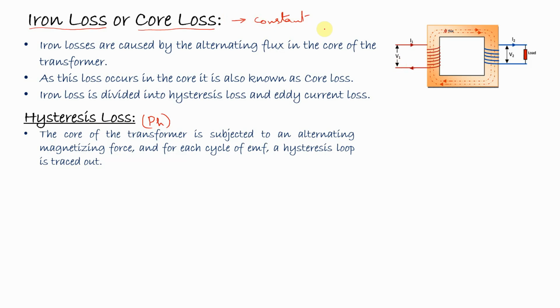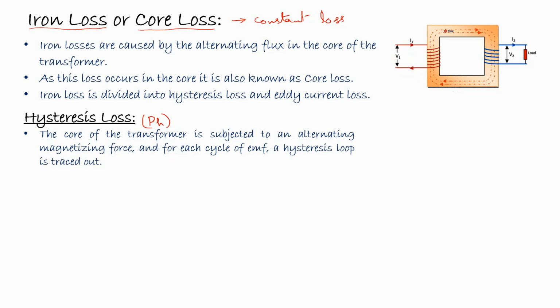Unless the supply voltage or the frequency changes, this loss also does not change. And if the supply voltage and the frequency are constant, then this loss will also be constant. That means as long as the power supply is given to the primary winding, these losses will be continuously produced. So first is the hysteresis loss.